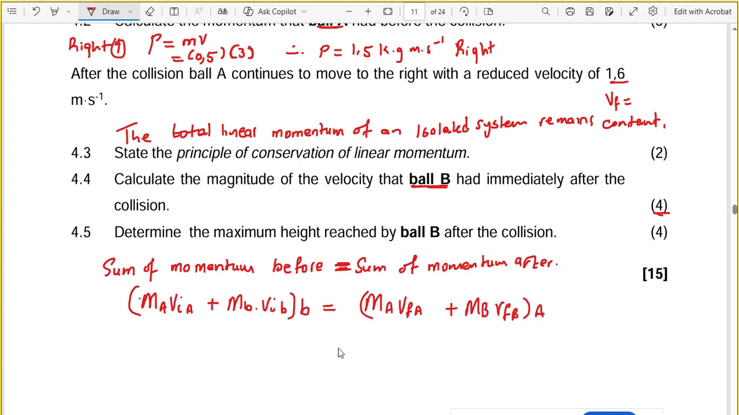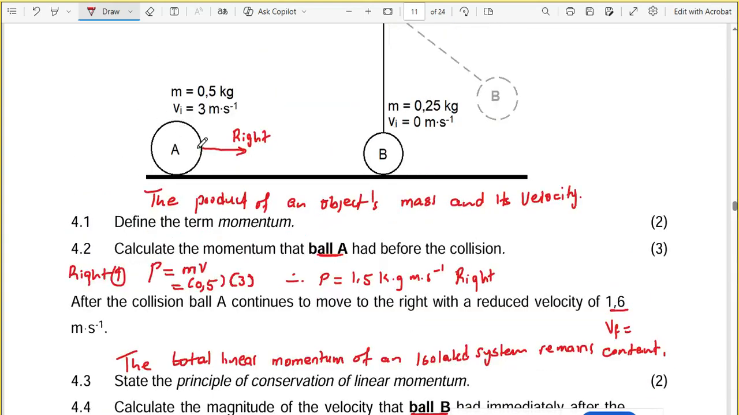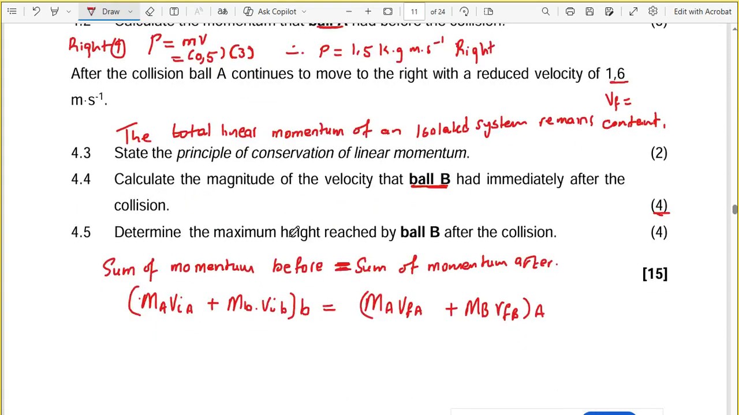When you look at this, the mass of A is given as 0.5 and the V initial is 3 for A. So this will be the mass, which is 0.5, multiplied by the V initial, which is 3. Remember, I'm still considering my right as positive.